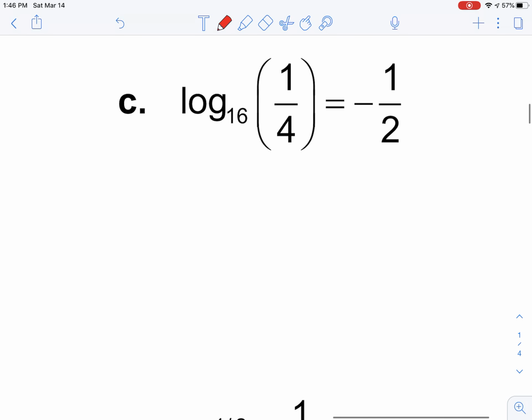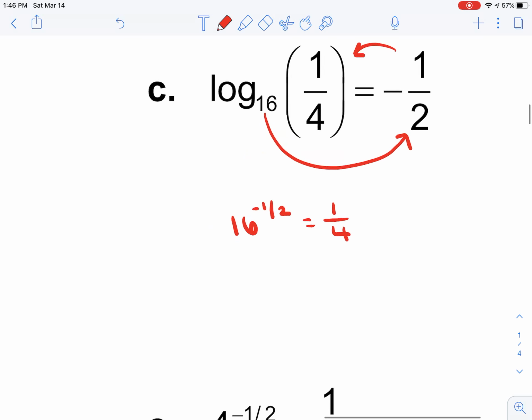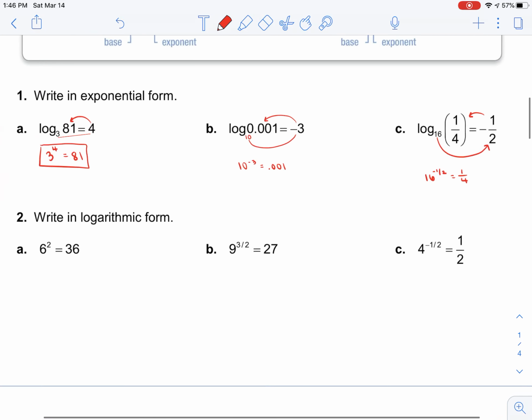The final problem in this set is base 16. Go over the equals, that becomes your exponent, and that will equal 1/4. So 16 to the negative 1/2 power equals 1/4, and that is also a true statement, because remember, negative exponent means reciprocal, and 1/2 power means square root. So square root of 16 is 4, reciprocal power, 1/4.